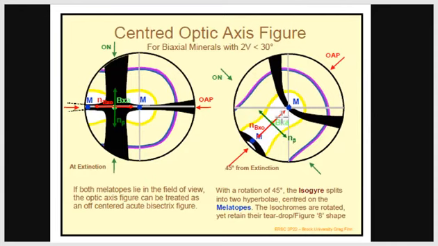So same as the acute bisectrix figure, the convex side of it is the BXO. So if there's going to be a decrease happening, that is going to be positive. If it's going to be an addition happening, that is going to be negative. Based on that, you will be able to see from a centered optic axis figure whether that particular biaxial mineral is positive or negative.